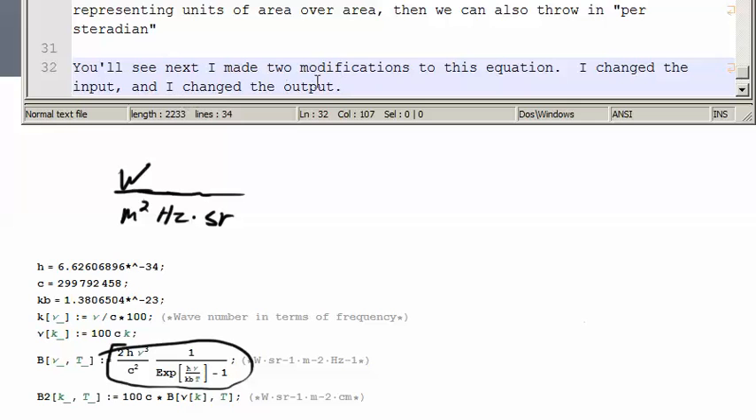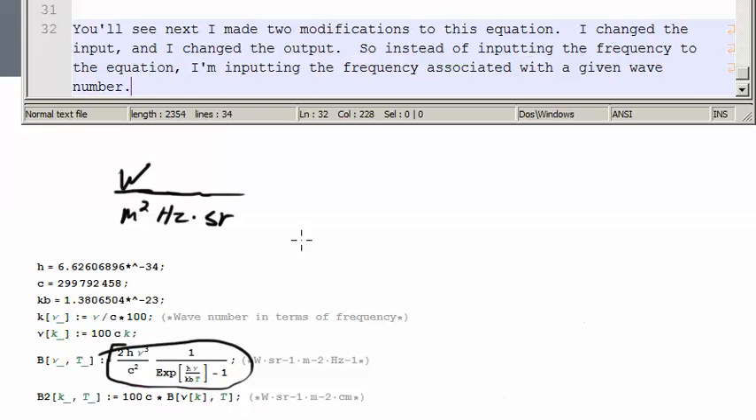You'll see next I made two modifications to this equation. I changed the input and I changed the output. So instead of inputting the frequency into the equation, I am inputting the frequency associated with a given wave number. And the function relating those two is nu of k equals 100 times the speed of light times k.